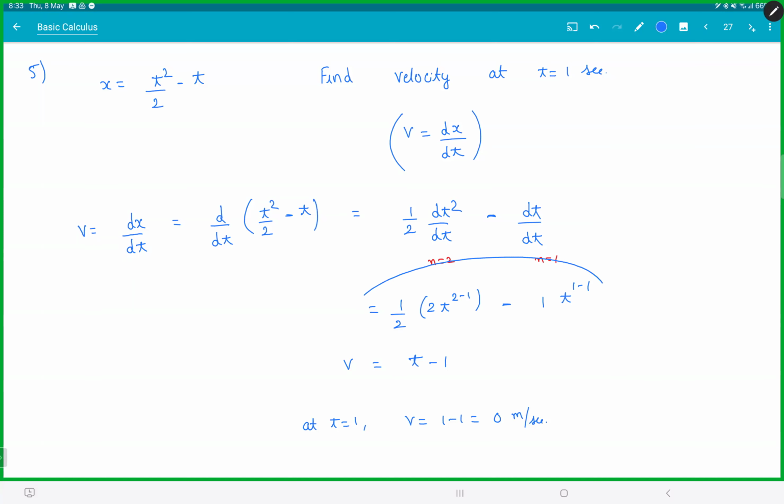Now I'll be skipping these steps. From next time onwards, I'll be skipping this. I'll be directly writing it. So you need to get used to that. X power n ka differential is one of the most standard and most commonly used one.